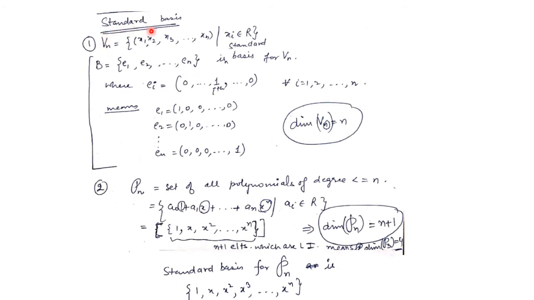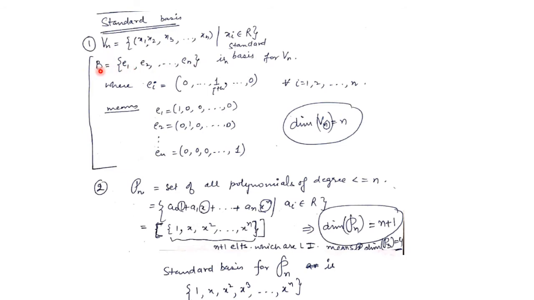So now the next is standard basis. First example is Vn. Vn is the set of n-ordered tuples (x1, x2, x3, up to xn), where each xi is a real number. Now we know that Vn has n dimensions, so its basis should have n elements, right?